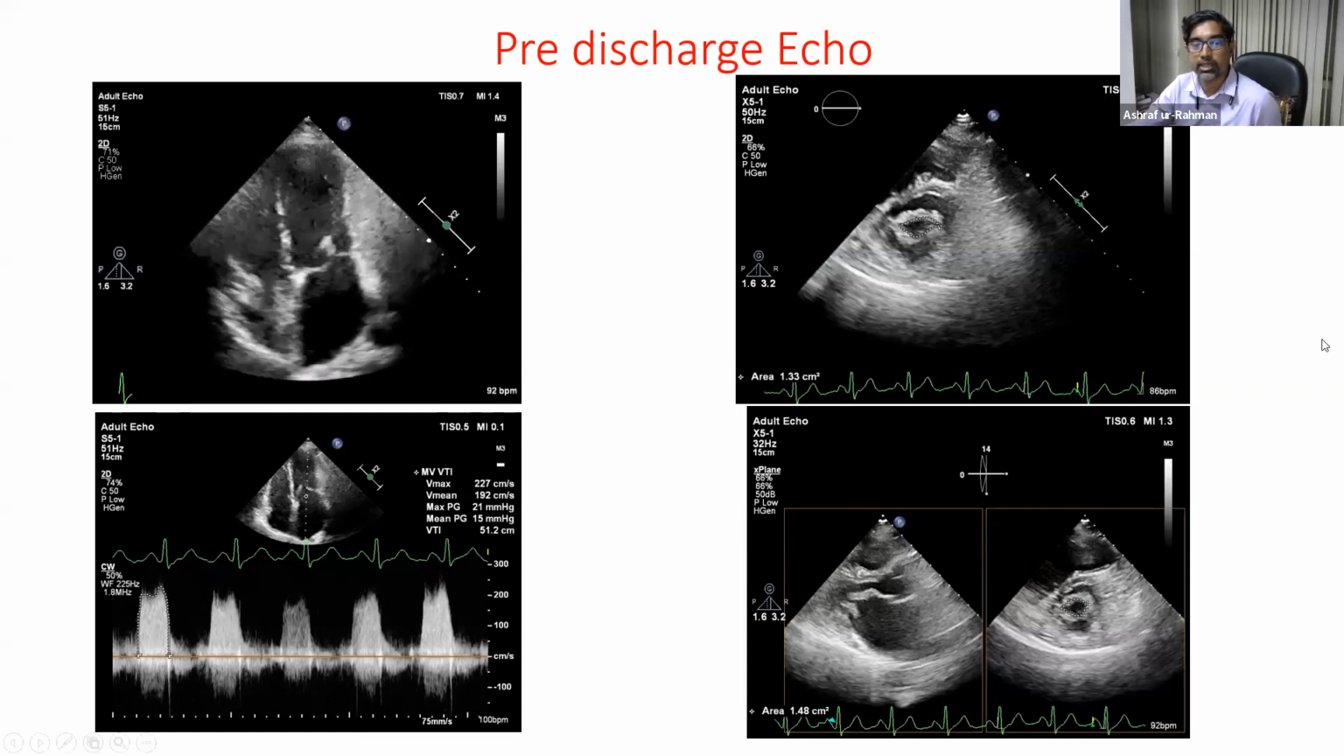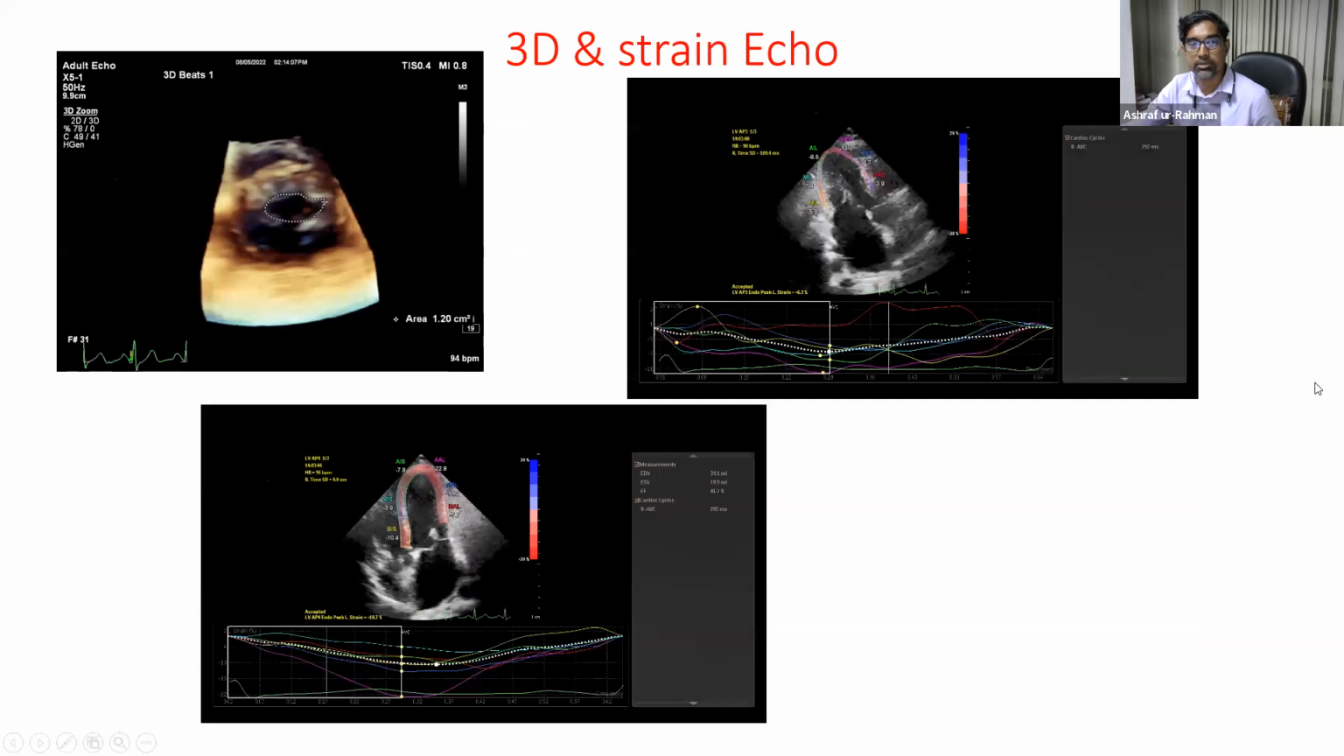CCU, and we kept the patient in the CCU for 2 days. And you can see the before-discharge echo, the valve area is improved to 1.3 centimeters squared. And we could save the patient by doing the autotransfusion.